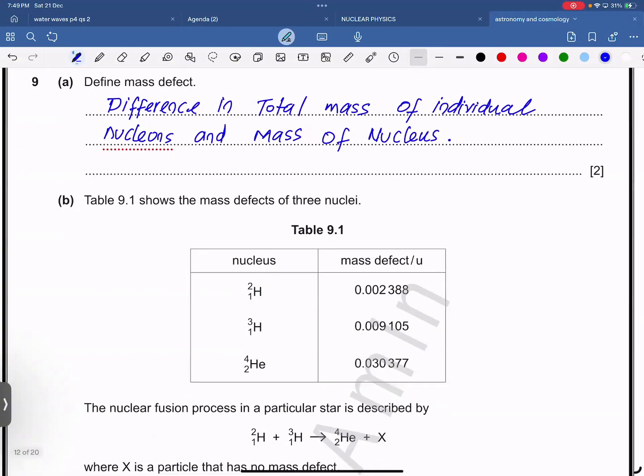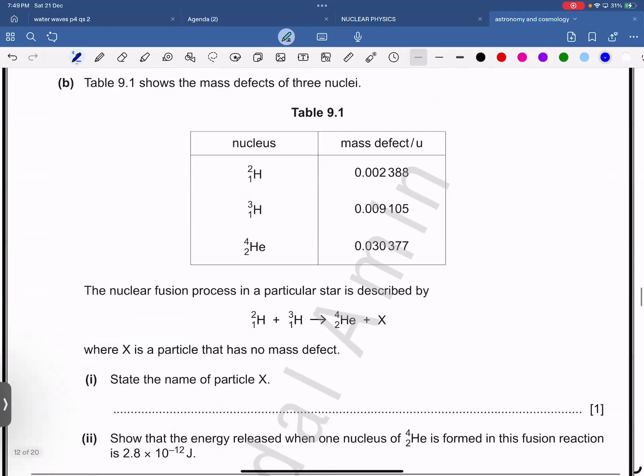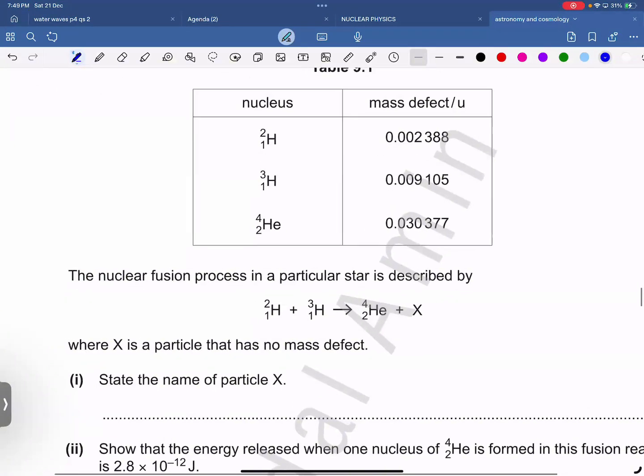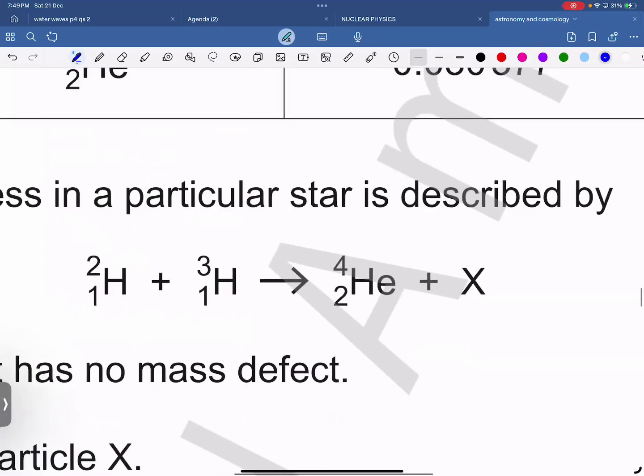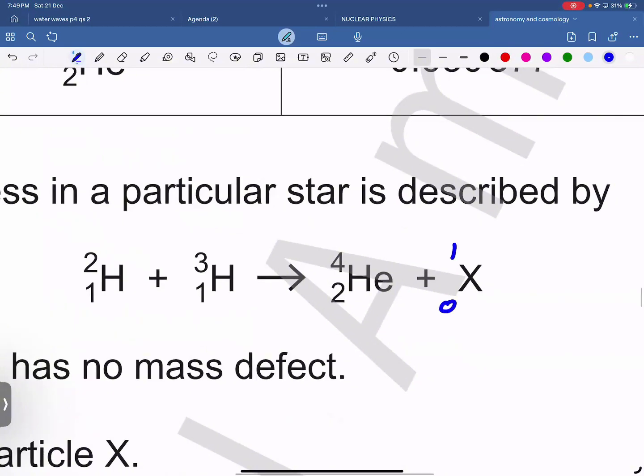Figure shows the mass defects of three nuclei, hydrogen 1, hydrogen 2, and helium. So a fusion reaction takes place, hydrogen 2 and hydrogen 3, they give you helium and X. Balance, my dear. 2 plus 3, 5, so this is 1. 1 plus 1, 2, so this is 0. Which particle is 1, 0? A neutron.